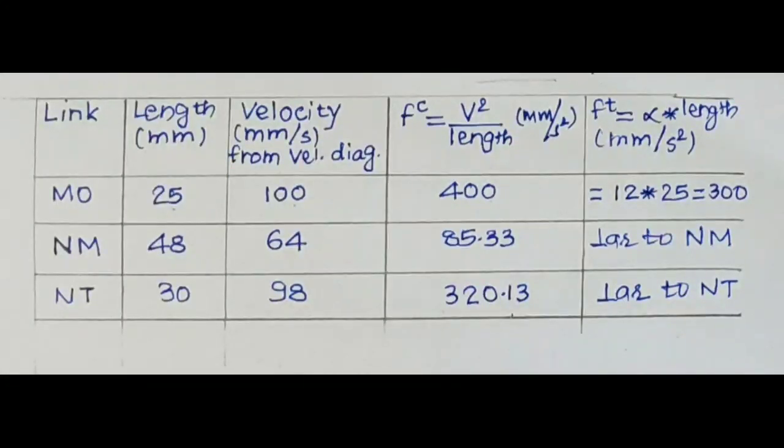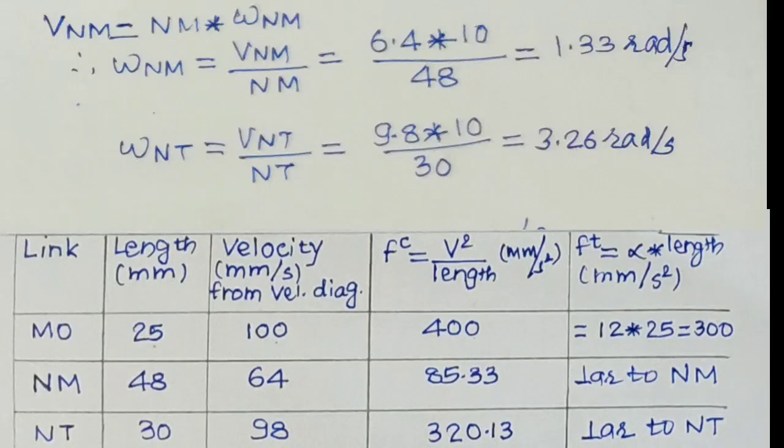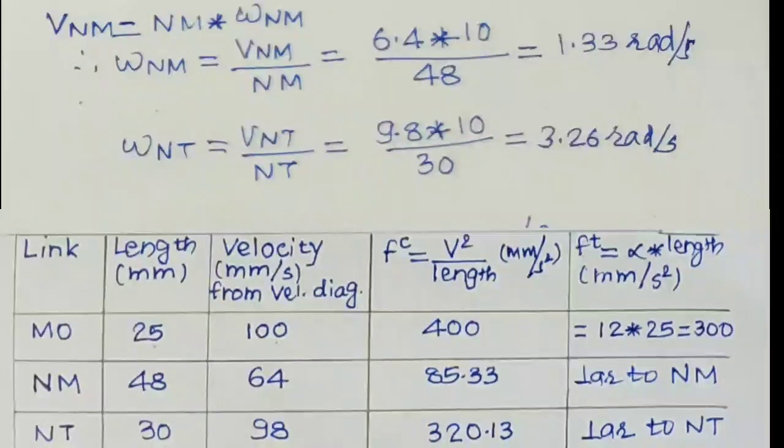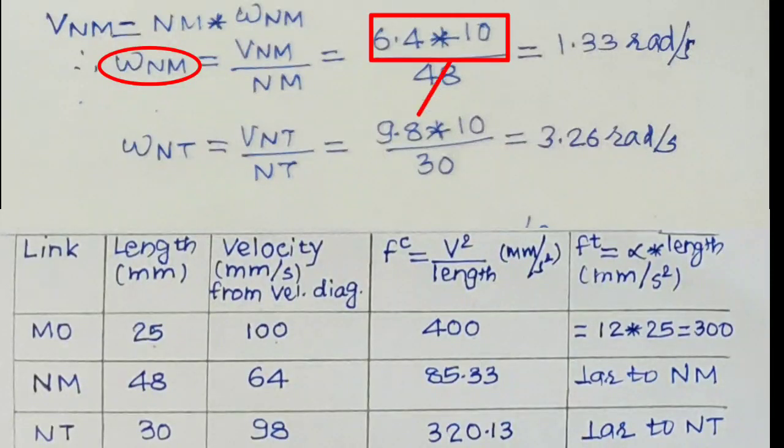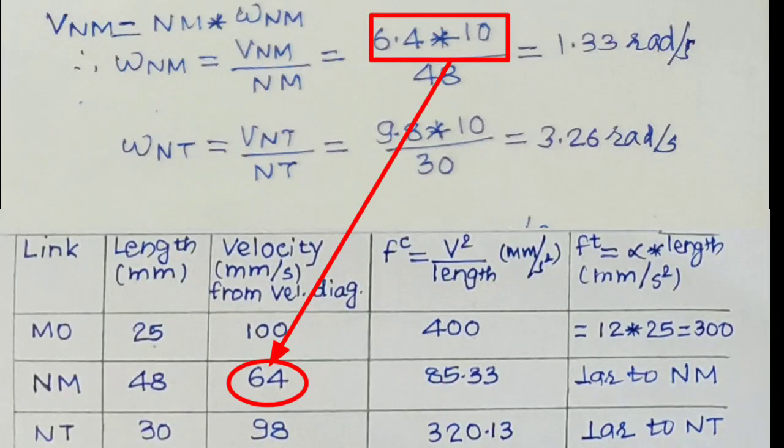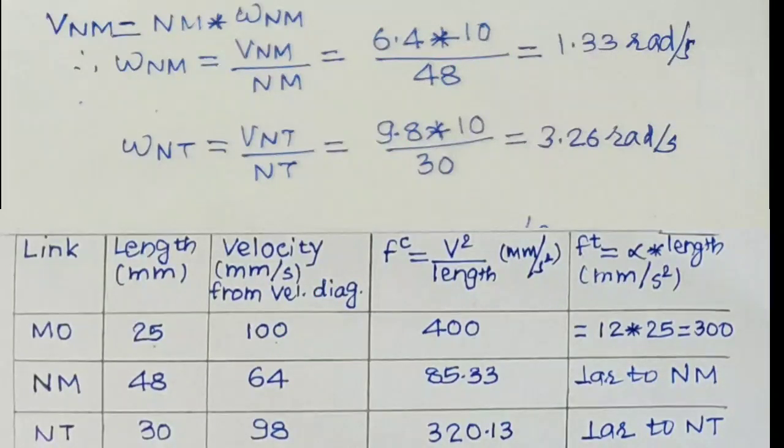Similarly, we can find the centripetal and tangential components of acceleration for link NM and NT by referring to the velocity diagram. For link NM, the length is 48 mm and velocity can be seen from the omega NM formula, VNM by NM. The numerator value, that is 6.4 into 10 equal to 64, is the velocity value for link NM. Centripetal component of acceleration for link NM is equal to V square by R, that is link length. After calculation it will come 85.33. Now for the tangential component of acceleration, we don't have the magnitude of this component, but we have the direction of this component, which is perpendicular to link NM.